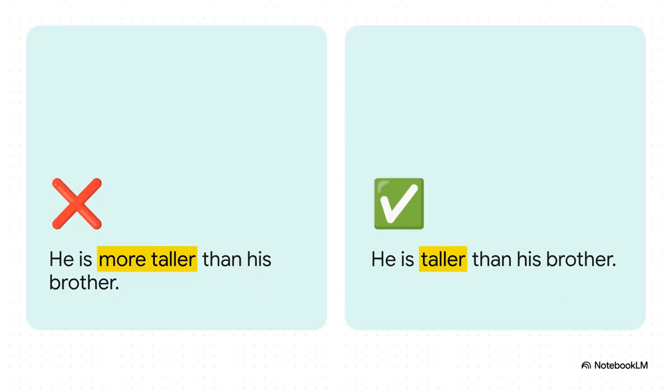Watch out because double comparisons are a total trap. Since "taller" already does the comparative heavy lifting, adding "more" is just grammatical overkill. The suffix "-er" at the end of "tall" literally already means "more tall." So when you say "more taller," you're essentially saying "more more tall," which, let's be honest, makes absolutely no sense. Always trust the base rules of your adjectives before you start throwing extra degree conjunctions in front of them.